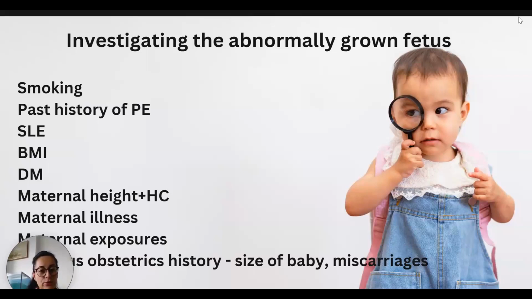It is of crucial importance to take maternal history when you investigate a normally grown fetus. Smoking is a very well-known risk factor for smallness, past history of preeclampsia, autoimmune condition, body mass index, diabetes, maternal height and head circumference. Small-headed parents give birth to small-headed children. Maternal illness, maternal exposure to different toxins, previous obstetric history. We have to know the size of the previous baby if there was a history of miscarriages.